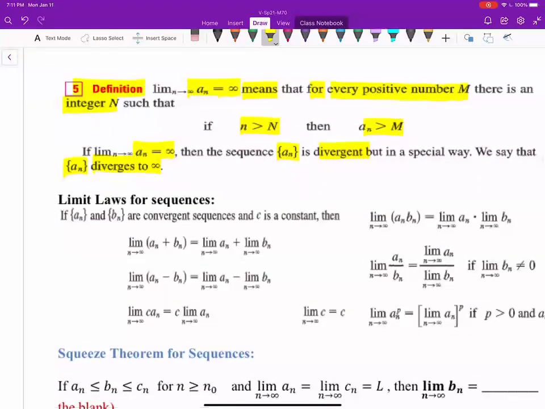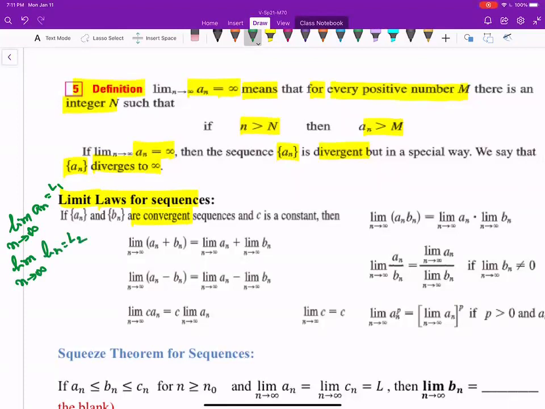There are some limit laws of sequences here. If sequence a_n and sequence b_n are convergent, we know what we mean by convergence, that means the limit as n approaches infinity of a_n exists, and similarly the limit as n approaches infinity of b_n also exists.